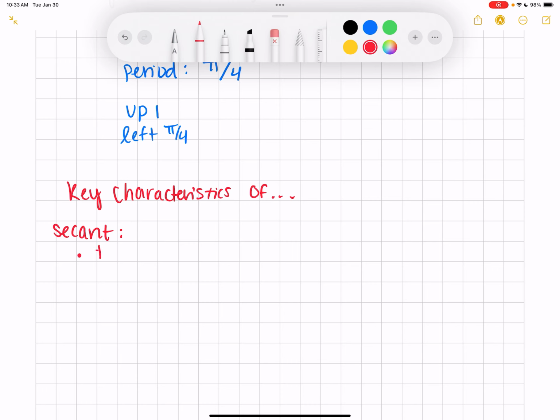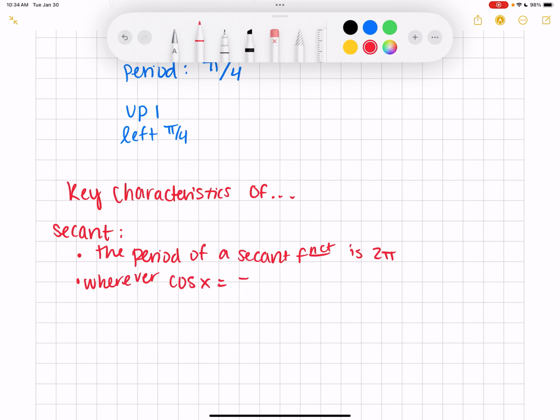The period of a secant function is 2 pi, just like cosine. Wherever cosine of x is equal to plus or minus 1, secant of x is also equal to plus or minus 1.